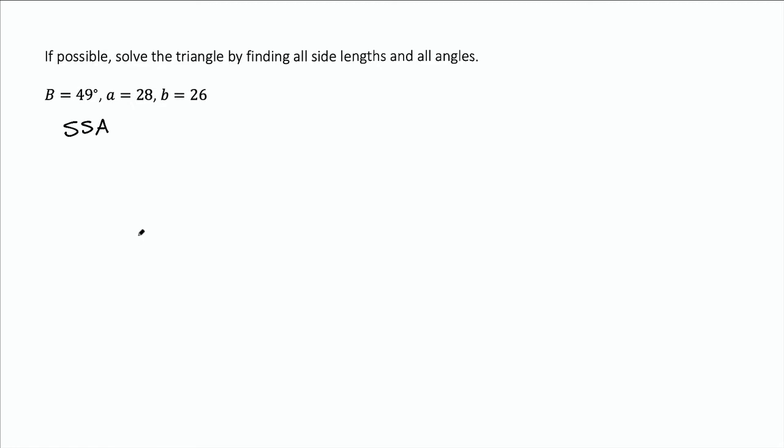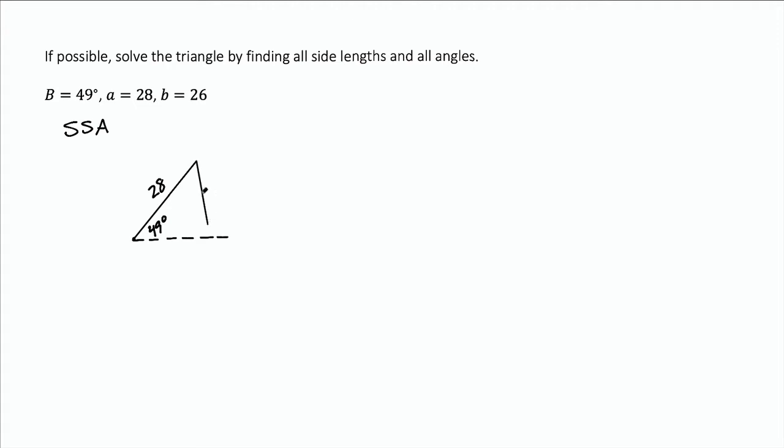We have this angle of 49 degrees, which is going to look something like that. Doesn't really matter that it's perfect. It's just that it's an acute angle, and that's what's important that we draw. And the side that's adjacent to it is the A, which is 28. And the side opposite that angle B is this side B, which is 26.